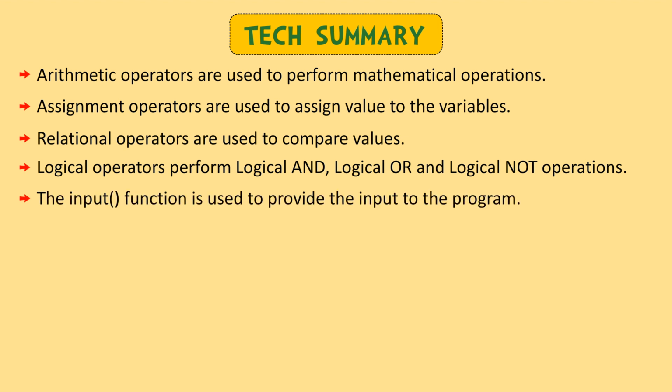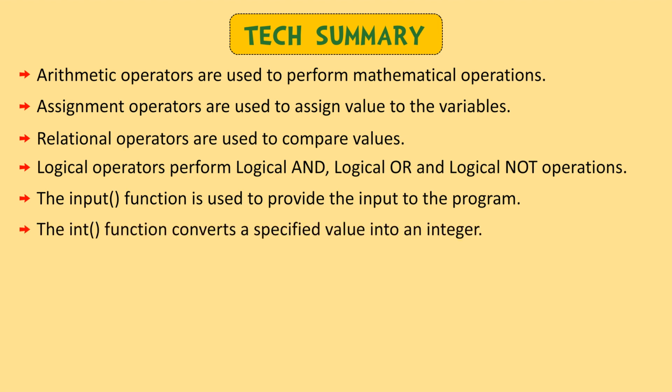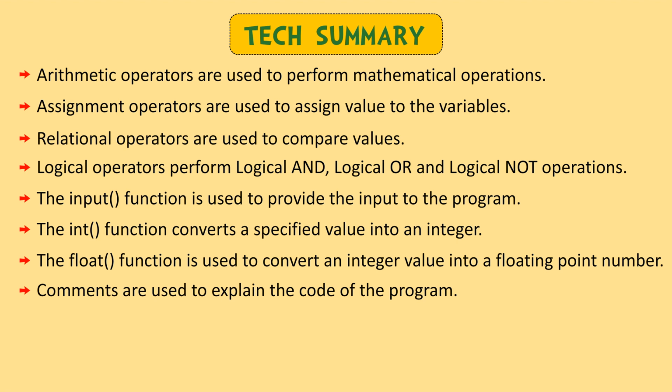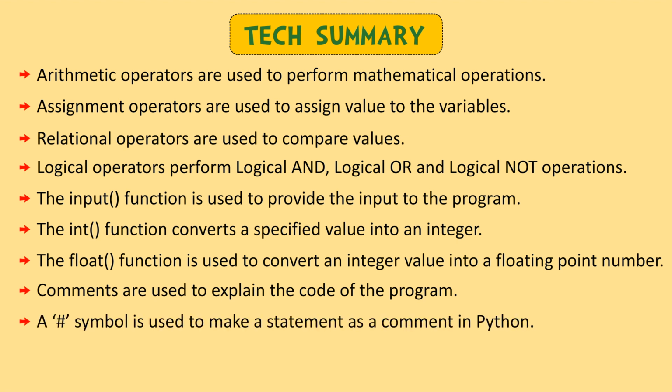The input function is used to provide the input to the program. The int function converts a specified value into an integer. The float function is used to convert an integer value into a floating point number. Comments are used to explain the code of the program. A hash symbol is used to make a statement a comment in Python.